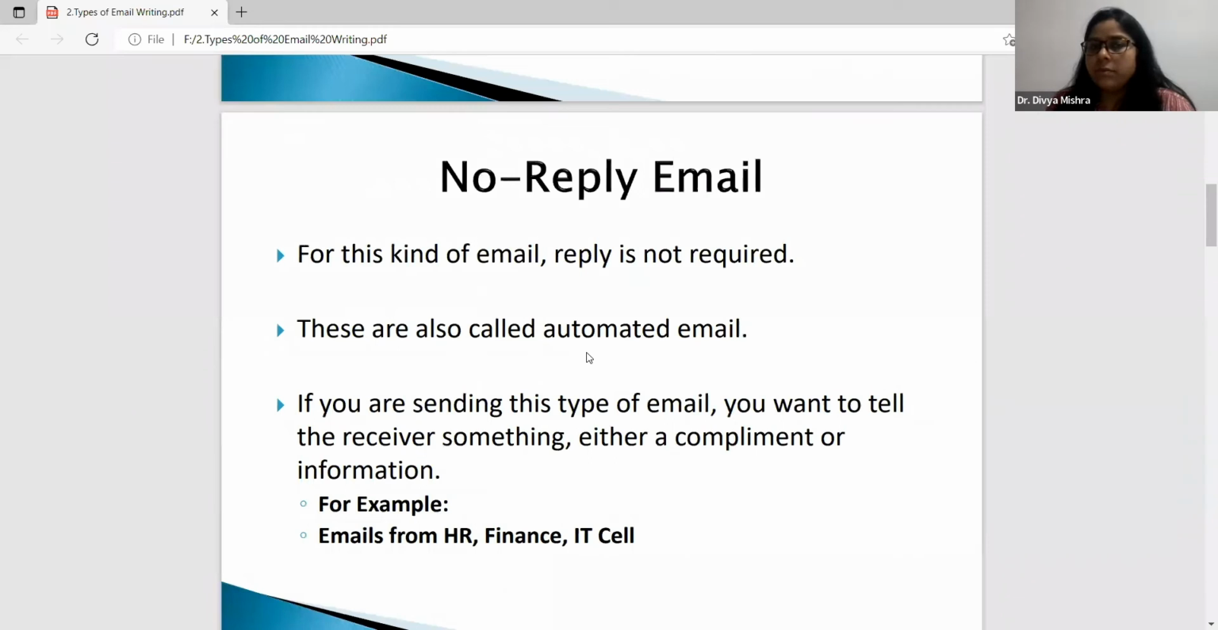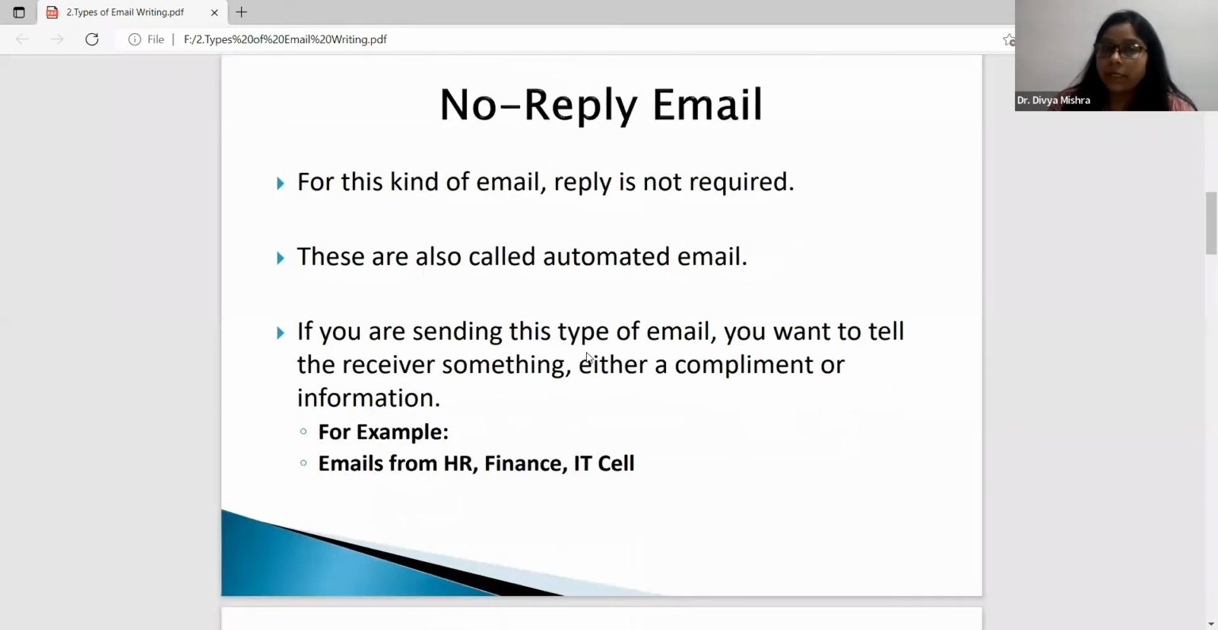For no reply email, a reply is not required, as it is understood. These are also called automated email. If you are sending this type of email, you want to tell the receiver something, either a compliment or information. For example, you get emails from HR, finance, or IT cell. Sometimes you get reports from the finance department showing the expenditure, but you're not supposed to reply to that email. So this will come under that category.